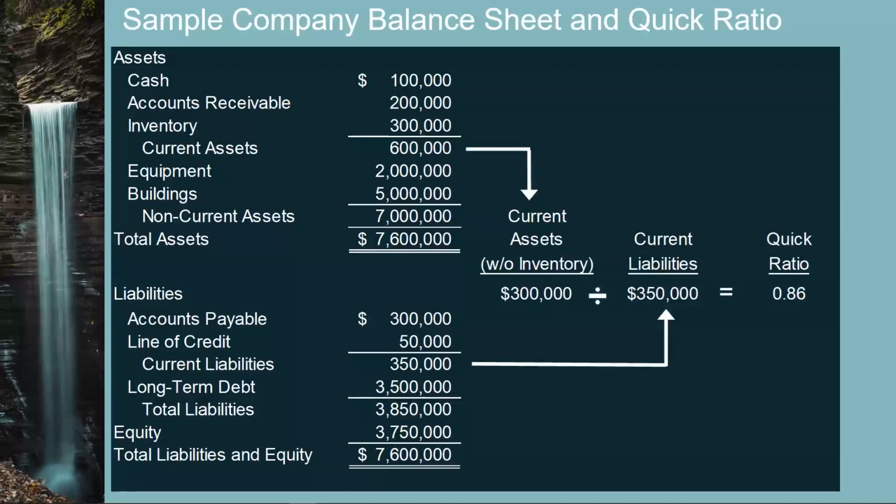We're back to sample company's balance sheet to look at their quick ratio. Their total current assets are $600,000, but for the quick ratio, you take out $300,000 of inventory, leaving $300,000. That's divided by the current liabilities of $350,000 for a quick ratio of 0.86. As mentioned earlier, a common recommendation is for this to be equal to 1 or higher.